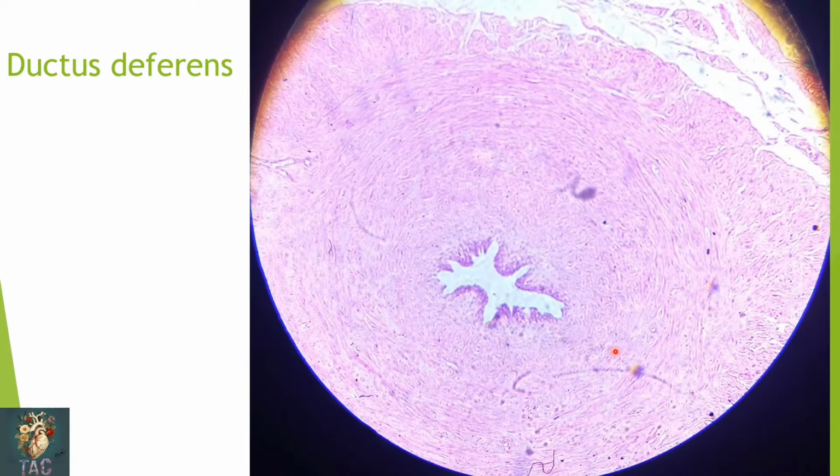Same slide of the ductus deferens at higher magnification to show you the epithelium, that is pseudostratified, the complete lumen, then the three muscle coats, the inner longitudinal, middle circular and outer longitudinal, and then the serosa.